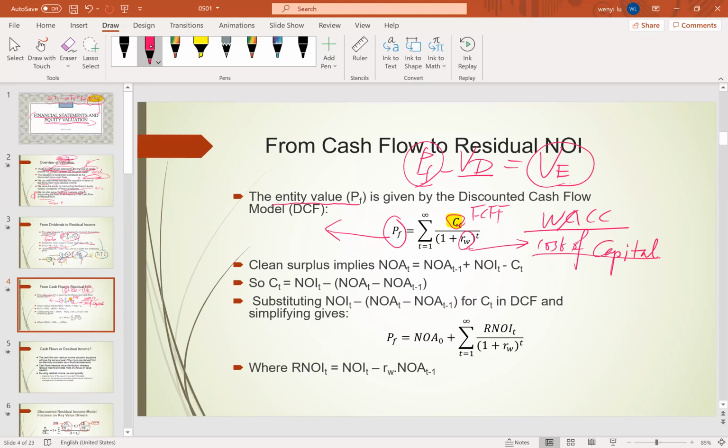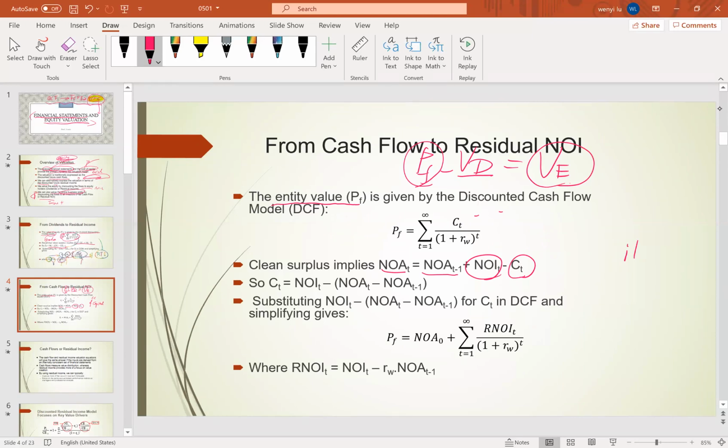And based on our clean surplus in accounting, our net operating assets equal last year's net operating assets plus the net operating income minus the free cash flows. Free cash flow means operating cash flow plus depreciation and the other non-cash charges. So that's our clean surplus formula.